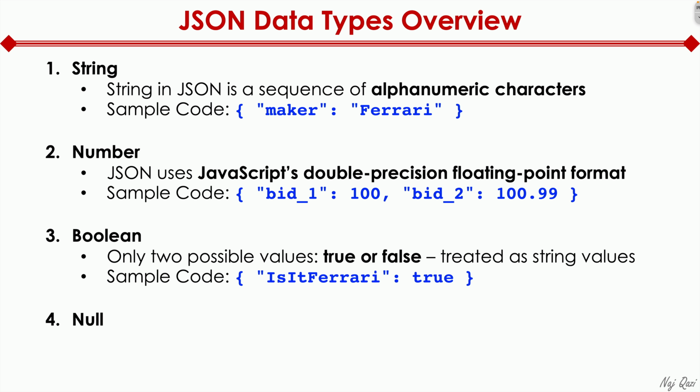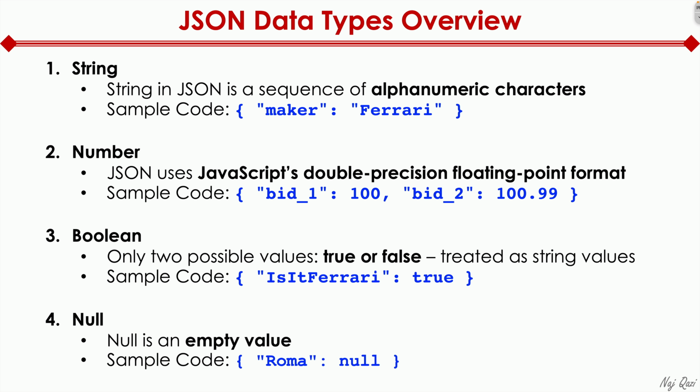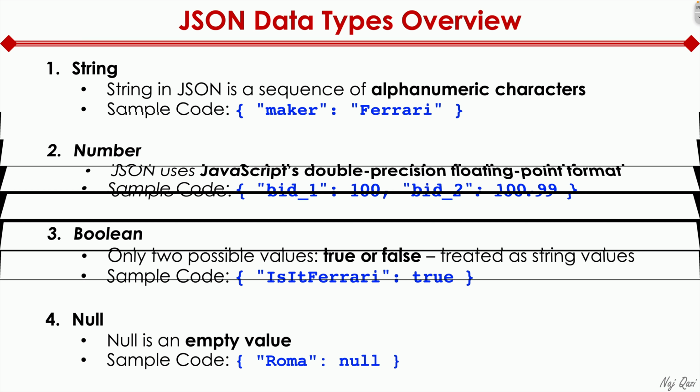You get the idea. The next one is null. Null is essentially an empty value. So what does the code look like? It's saying, is it Roma? We're saying it's null, meaning it's not Ferrari Roma. Roma is a completely different model of Ferrari. We're looking at Enzo. So it's a null.